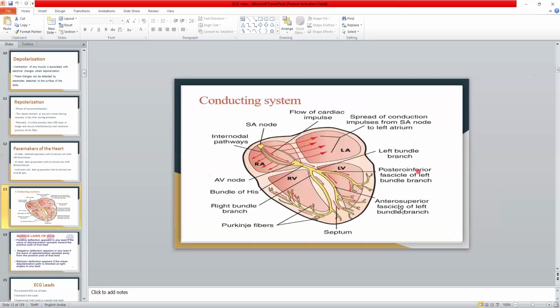This is the conduction system of the heart. You can see the SA node, AV node, bundle of His, left bundle branch, and right bundle branch. These two, the right and the left bundle branch, terminate as the Purkinje fibers. In addition to the right bundle branch, the left bundle branch is further divided into the posterior-inferior fascicle of the left bundle branch and the antero-superior fascicle.